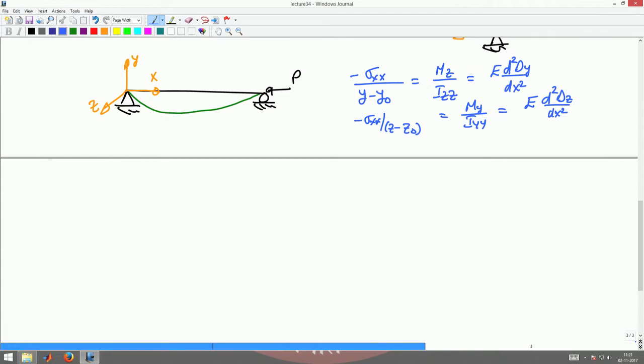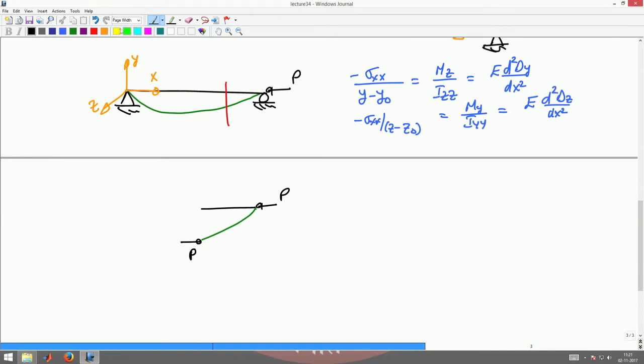Now the question is, what is this moment Mz or My that is going to come in this problem? So let's cut this beam somewhere here, and write the equilibrium equation for that cut portion. There is the axial force P, and since there is no vertical load applied, there won't be any shear force coming in the system. So I will have the force P acting like this.